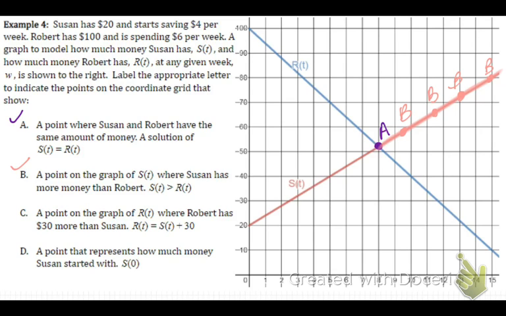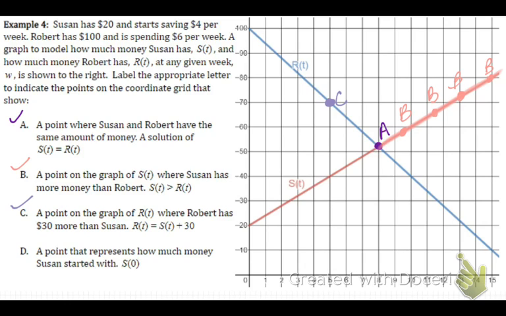Week 5. Do we agree that at week 5, Robert has more money than Susan? $30 more. Let's look here. At week 5, that would be this point right here. Let me graph it. Does Robert have $30 more than Susan at that point? Because he has $70 and she has $40, so he does have $30 more than her. So we're going to label that C.